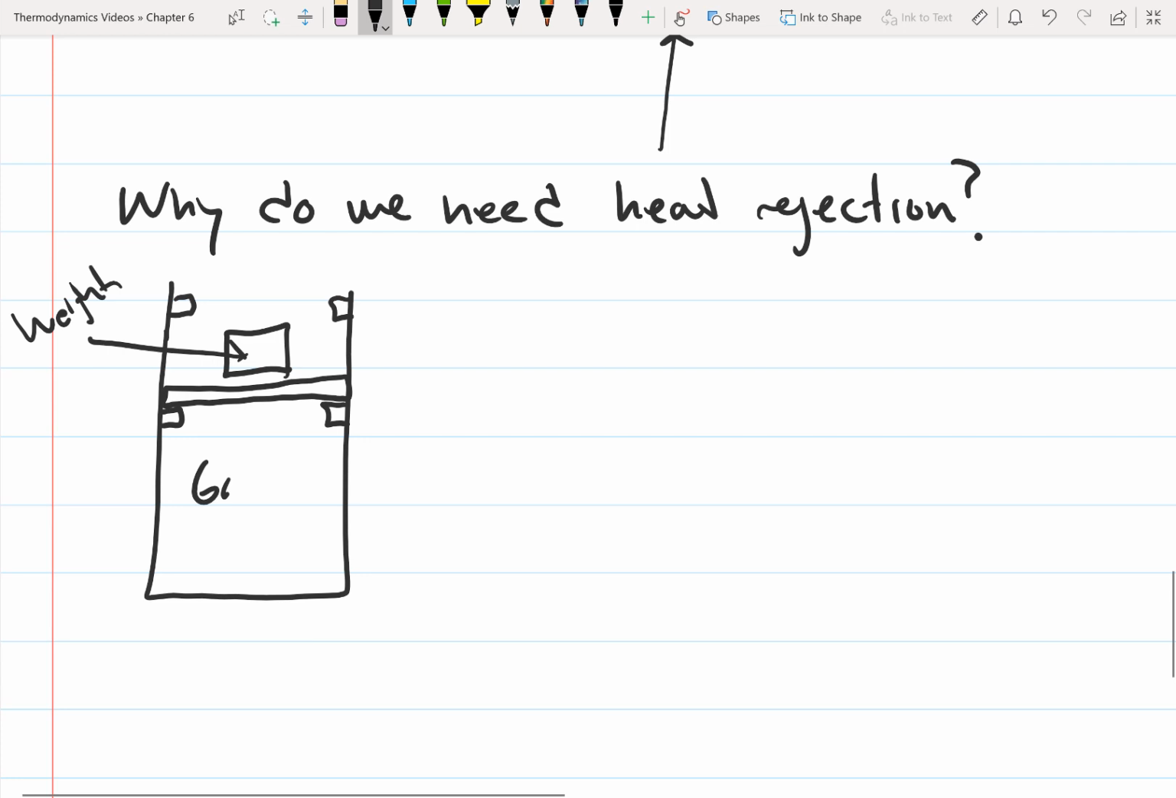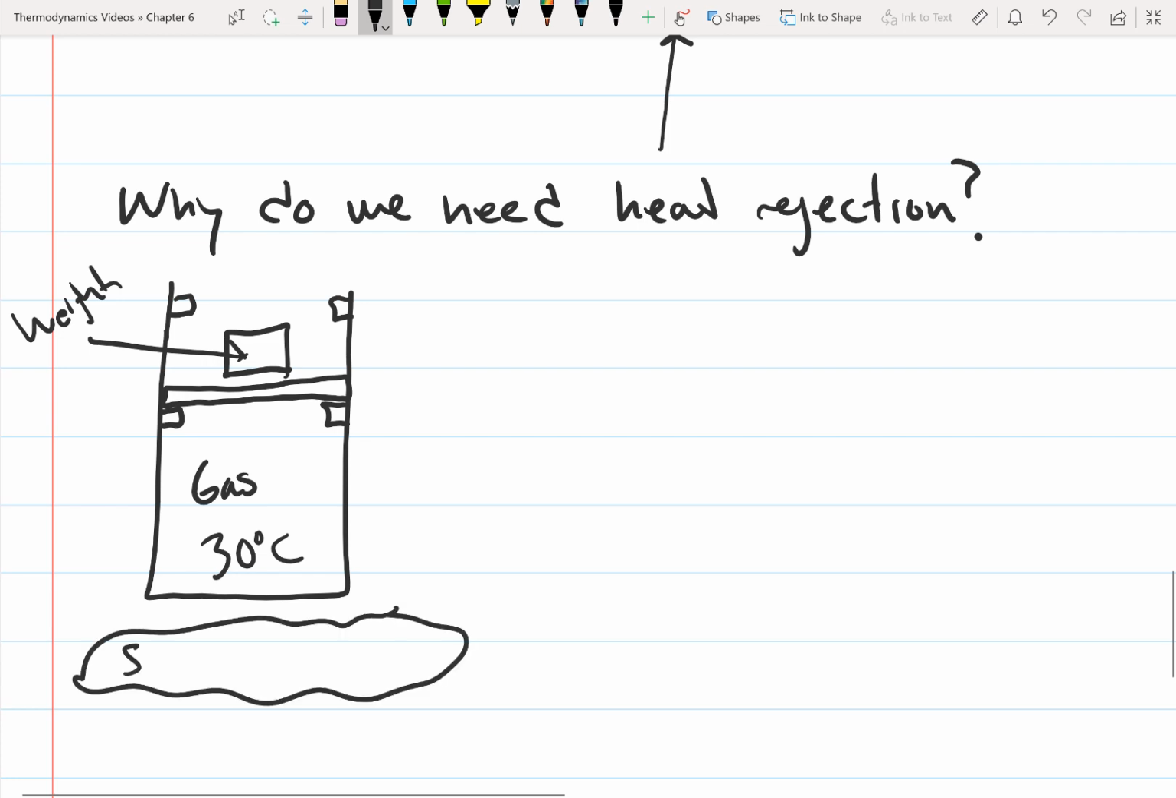Let's say that we have gas inside the cylinder that's at 30 degrees Celsius. And let's say that we have a heat source here that's at 100 degrees Celsius. And so what we're going to do is provide heat to this gas. We're going to heat up the gas. So that's going to increase the internal energy of the gas.